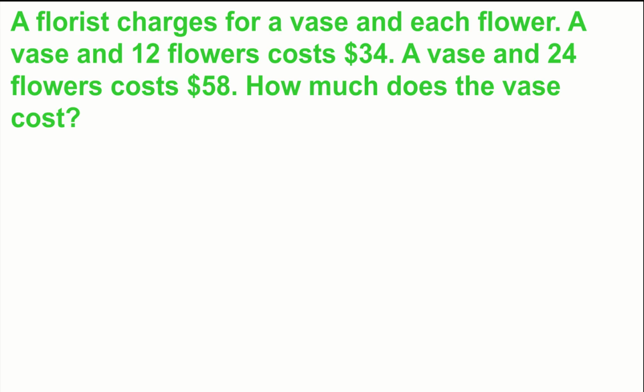Y-intercept. Right here, we have a cost for, didn't mean to cross it out, each flower is what it's talking about. The vase is the extra charge. That's going to be our y-intercept. Each, every, per, those tell you slope. So go ahead, find the cost.